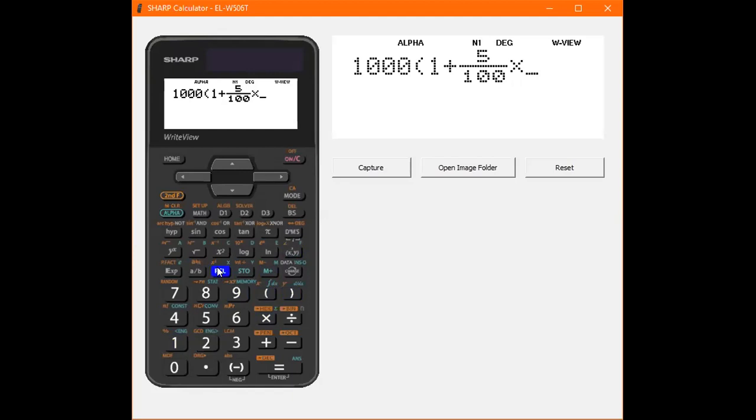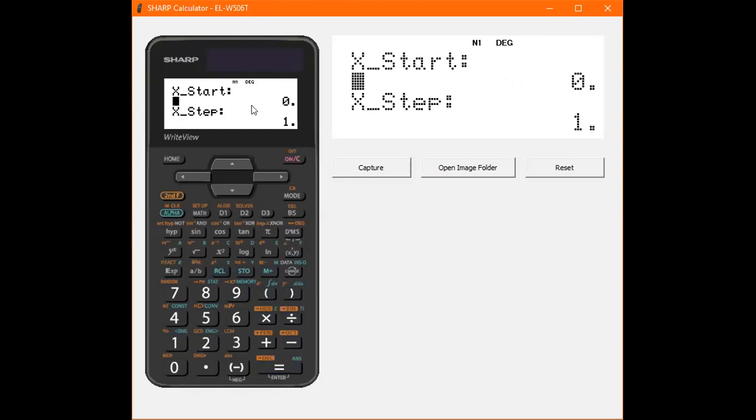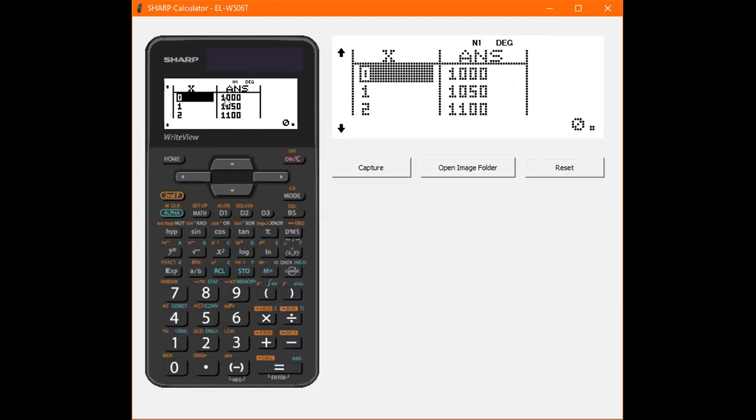So we're going to say RCL, and I'm going to close my brackets. Okay, so I'm going to ignore function 2 for now, and I'm going to leave my start and step as they are because I'm lazy. Okay, so I'm just going to press equals, equals, and here you will see all of your compound interest.